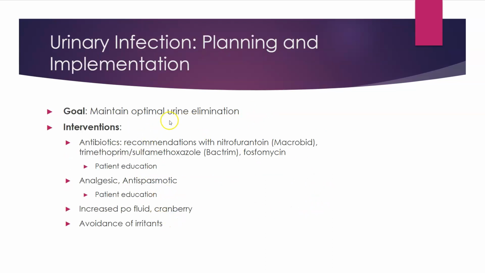Planning and implementation, so we're going to do optimal urine elimination with this. Using a wide variety of different things, including antibiotics, such as Macrobid or Bactrim, to try to treat the UTI. If they have any spasms with this, we can give medications to decrease that. If they've got a lot of pain, of course, we can give medications for pain. And then, of course, we're going to watch fluid output.